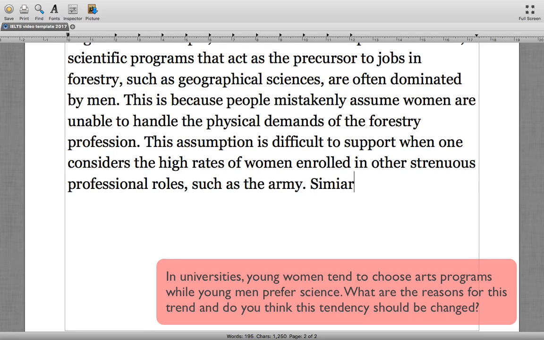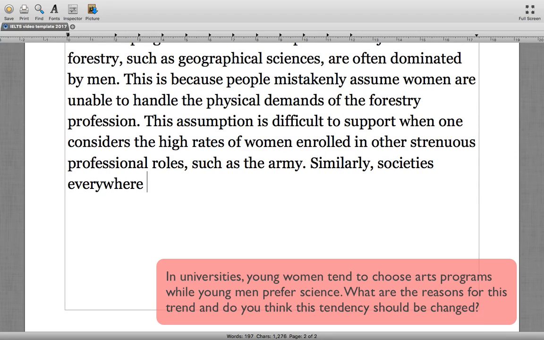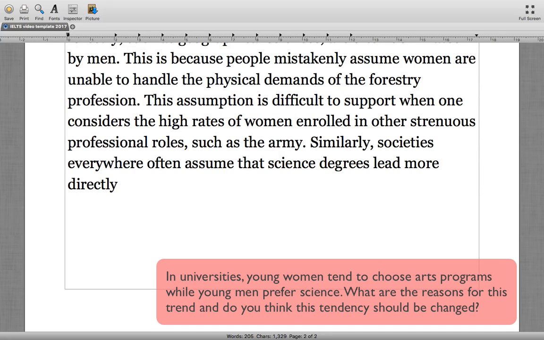So let's say something like, similarly, societies everywhere often assume that science degrees lead more directly to employment.